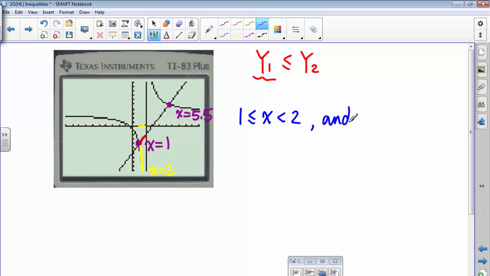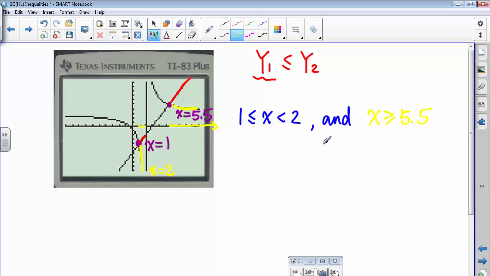And the second interval is, I can see this part, the line is still above the hyperbola. And then I look for the x values on the x-axis. So the x values should be larger than or equal to 5.5.